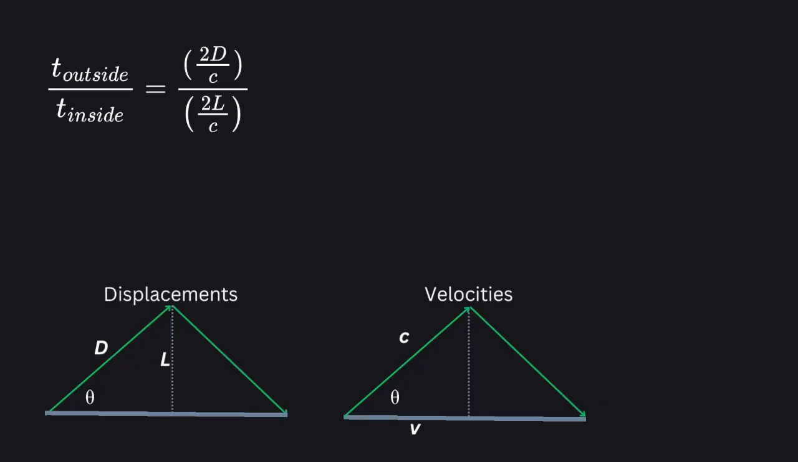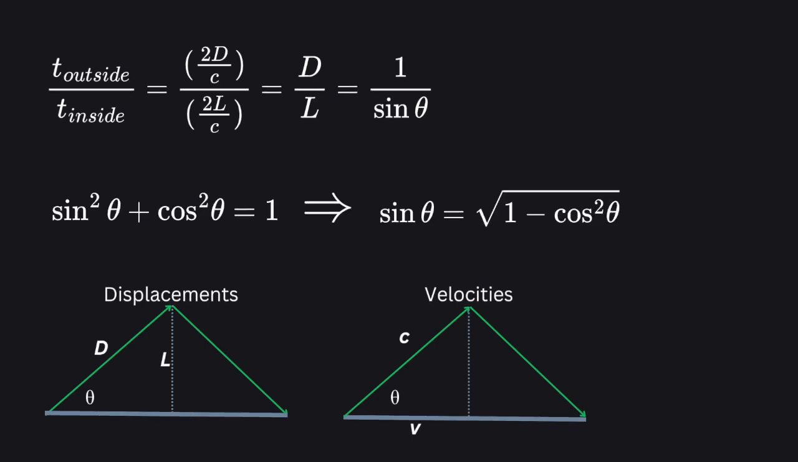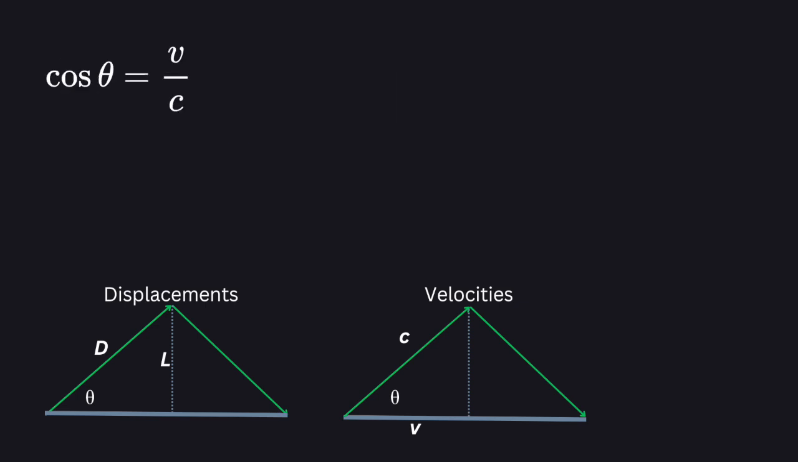If we take the ratio of the outside time to the inside time, we can arrive at this expression, which will reduce to d over L. Using simple trigonometric identities, d over L is actually just the reciprocal of sine theta from the outside reference frame. Using the Pythagorean identity, we can make an expression for sine theta, which is the square root of 1 minus cosine squared theta. Returning to the outside observer triangle, cosine theta can be given as a ratio of the adjacent velocity to the hypotenuse velocity. The adjacent velocity is just the velocity of the train as it moves past, while the hypotenuse velocity is the speed of light, so cosine theta is v over c.